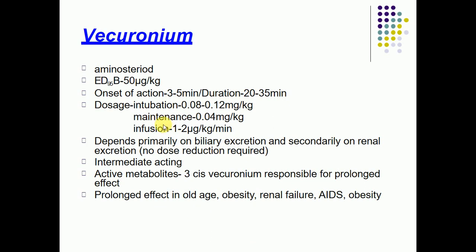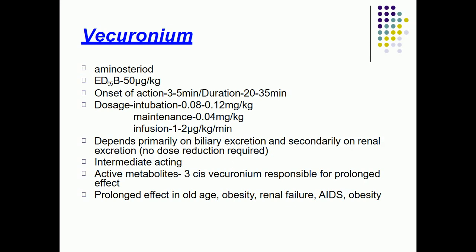Vecuronium is another aminosteroid. Its effective dose ED95 is 50 microgram per kg body weight. The onset of action is 3 to 5 minutes. Duration is 20 to 35 minutes. Dosage for intubation is 0.08 to 0.12 milligram per kg body weight. Its maintenance dose is 0.04 milligram per kg. Infusion is 1 to 2 microgram per kg per minute.